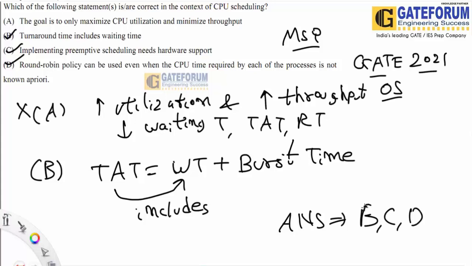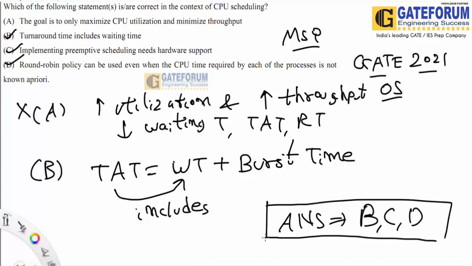This is a very simple question, friends, in which we just need to identify the basic concepts related to CPU scheduling. The first is wrong because utilization and throughput also need to be increased. Second, turnaround time includes the waiting time plus burst time. Preemptive scheduling requires hardware support to swap the process, and round robin does not require any CPU time. So the basic idea related to CPU scheduling helps to solve this problem quite easily.